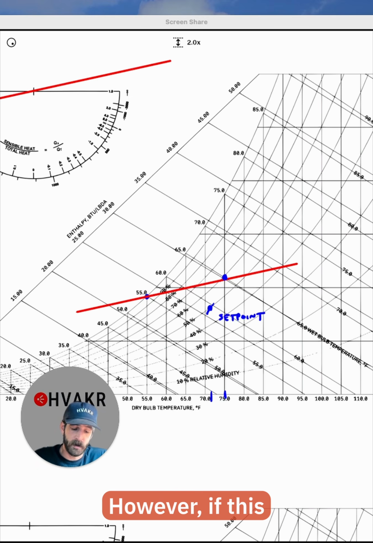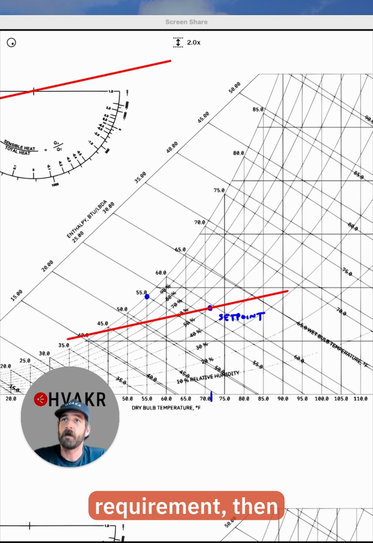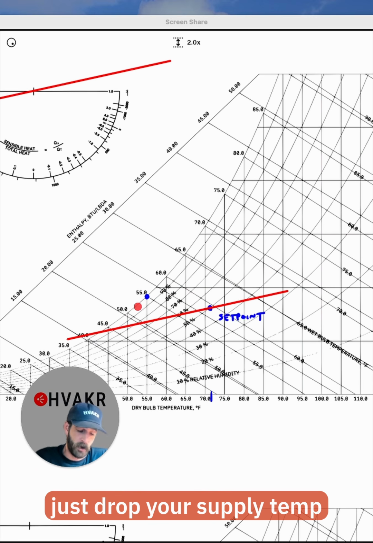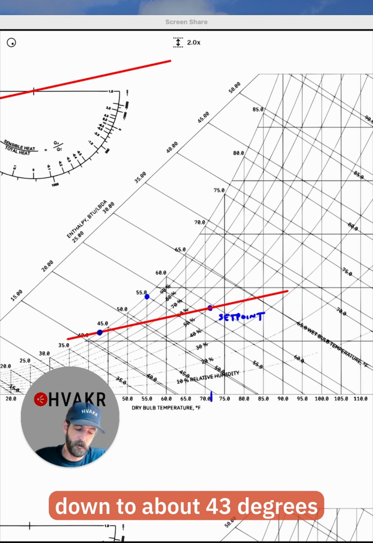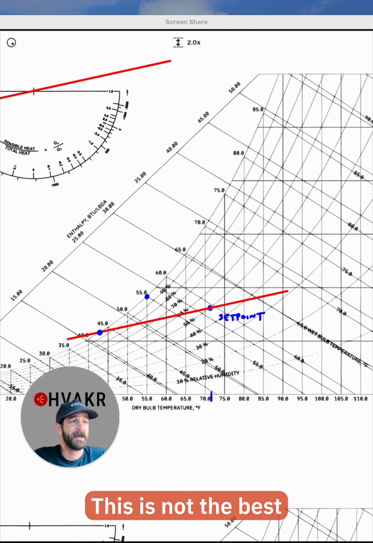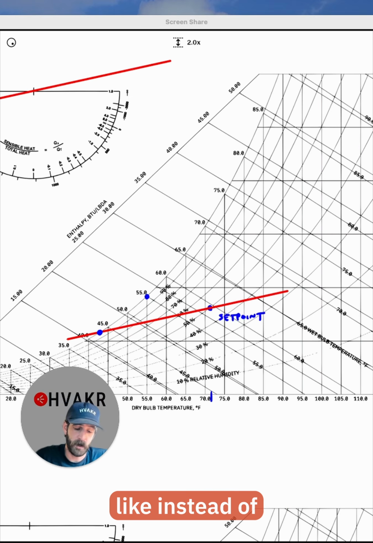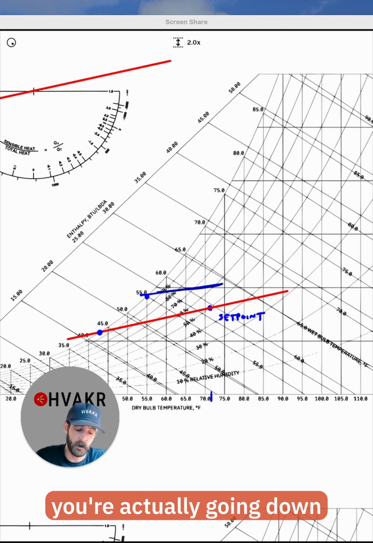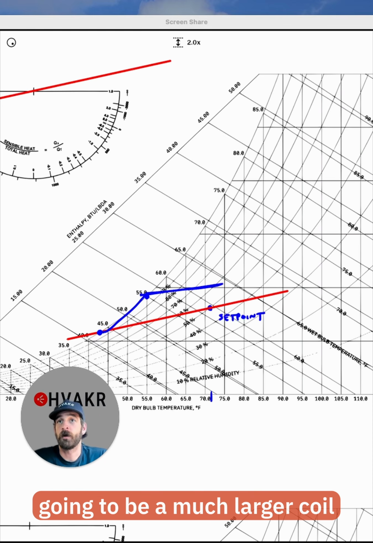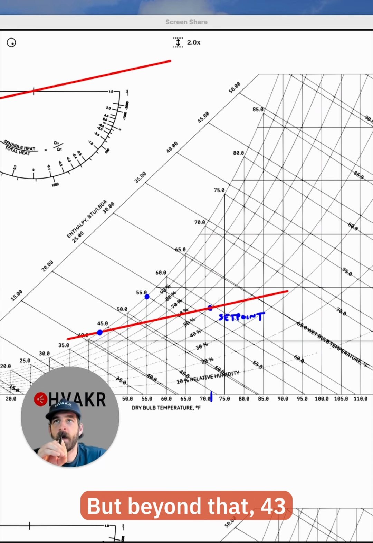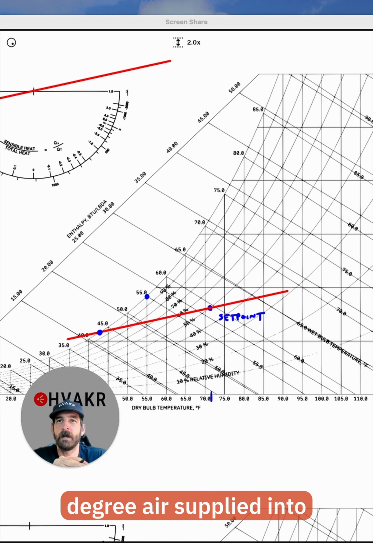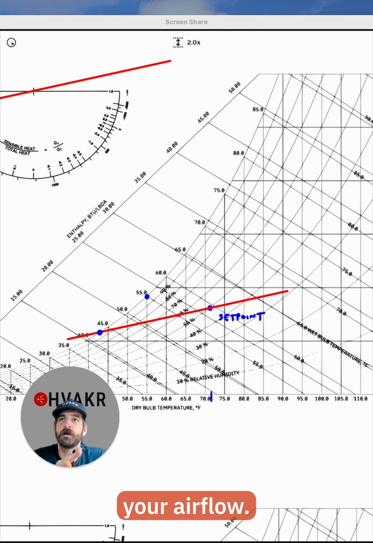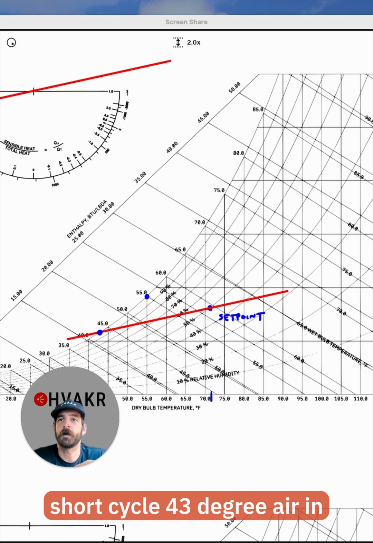However, if this original set point is a requirement, then option 2 is you can just drop your supply temp down to about 43 degrees off coil. This is not the best option. It does add a lot of coil load. Instead of conditioning down to 55, you're actually going down and then some. That's going to be a much larger coil, much larger unit. But beyond that, 43-degree air supplied into the space is not comfortable for occupants, and you have to reduce your airflow. Otherwise, you're going to short cycle.